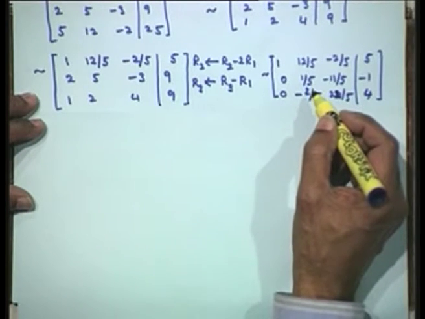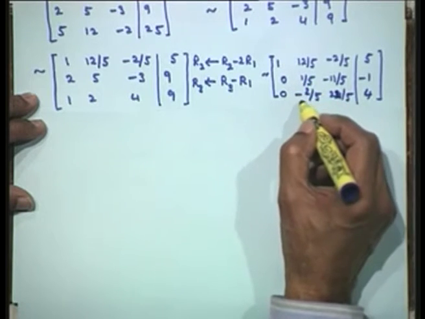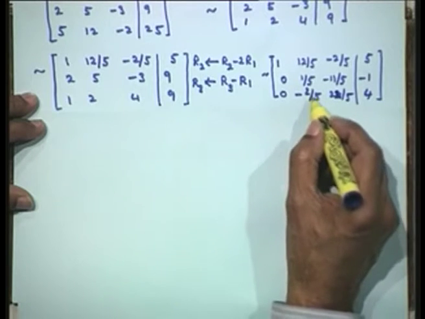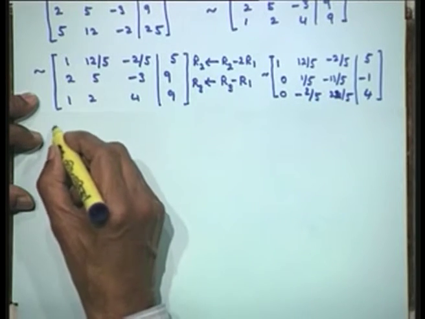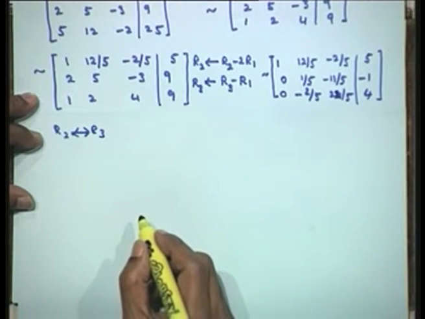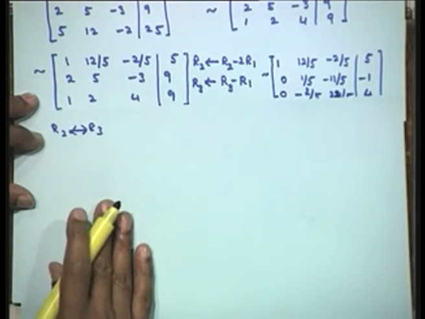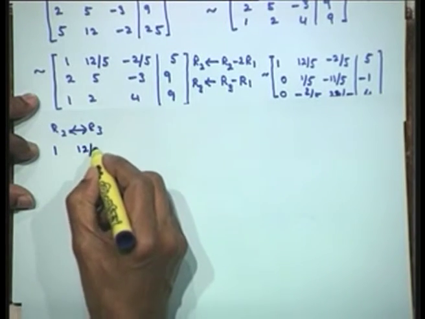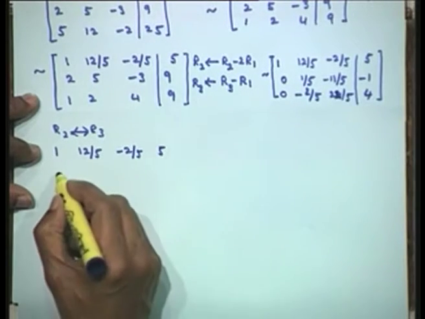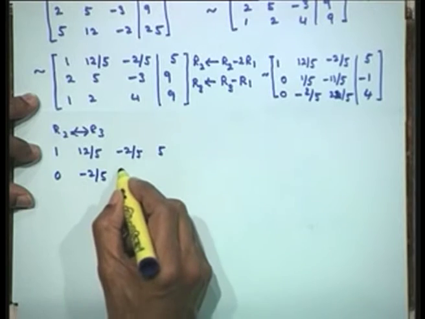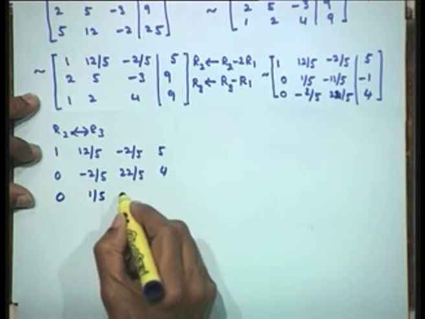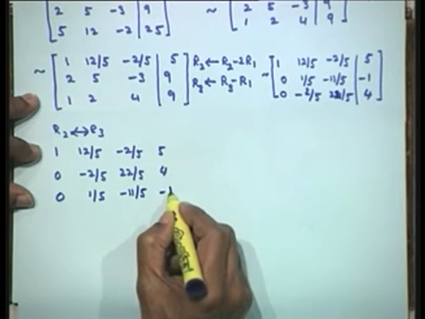Now, for the second pivot I will search these two elements for the largest element in magnitude. So, I need now an interchange between row 2 and row 3. So, I would now perform the interchange of row 2 and row 3. Therefore, I will have 1, 12 by 5, 2 by 5, 5, and the second row becomes minus 2 by 5, 22 by 5, 4, 0, 1 by 5, minus 11 by 5, minus 1.